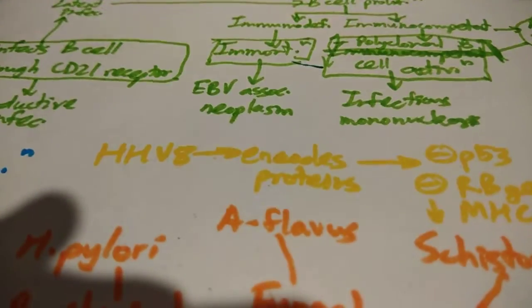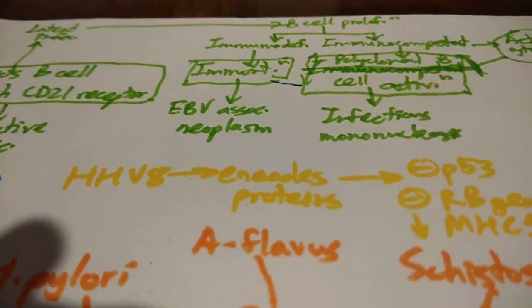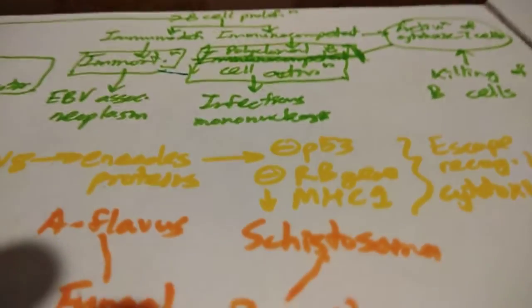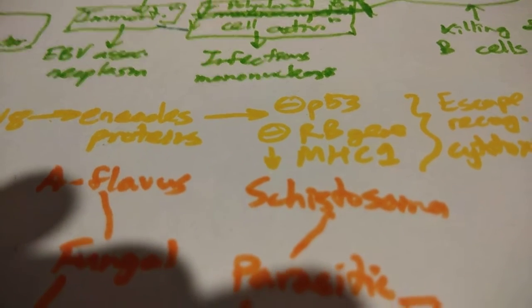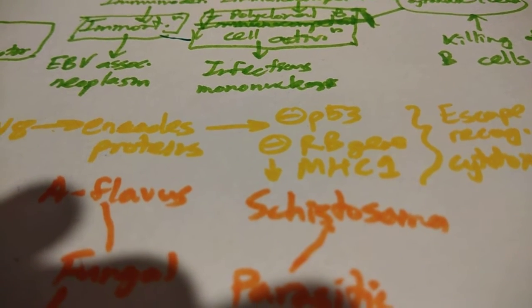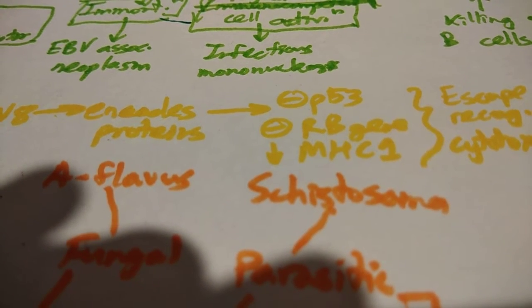Over here, I discussed how HHV8 can cause Kaposi sarcoma. So HHV8 basically encodes proteins which inhibit the p53 gene and the RB gene in one shot. And it decreases production of MHC1, which you probably know from graft versus host reactions and all that. It helps identify foreign bodies. So as a result, it escapes recognition by the cytotoxic T lymphocytes. It's pretty smart.